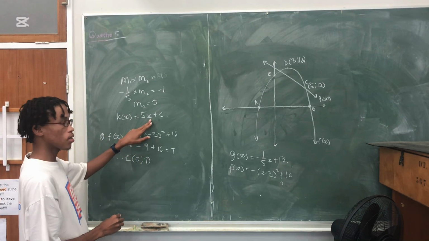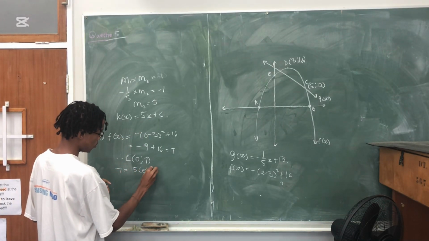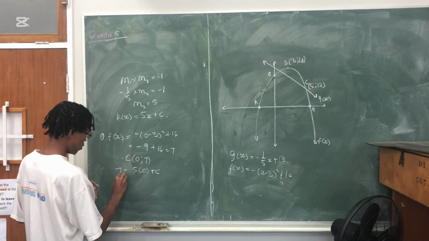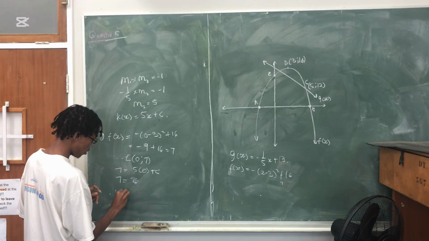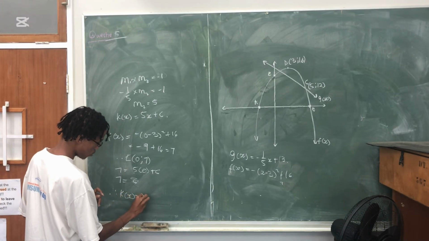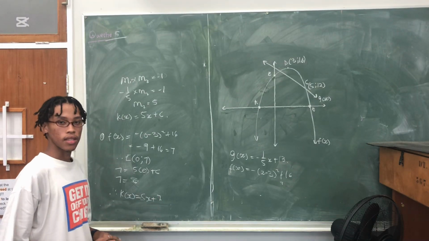Substitute these values here. We have 7 equals 5 times 0 plus c. C is equal to 7. Therefore, k of x is equal to 5x plus 7.